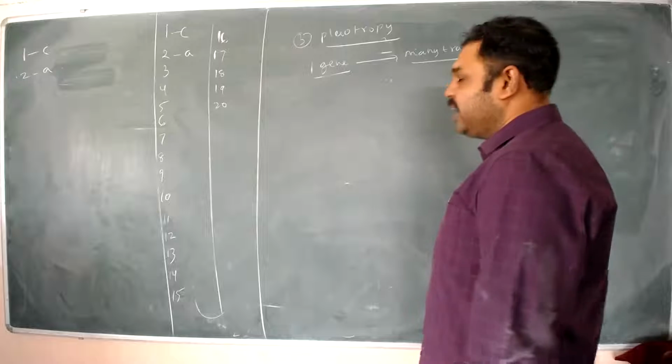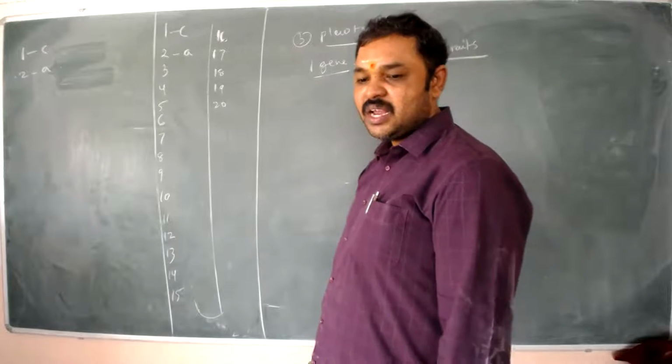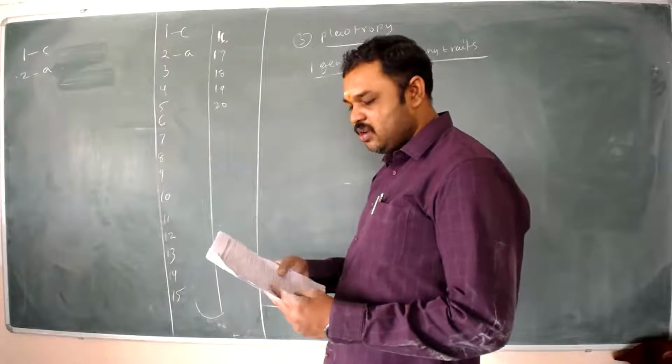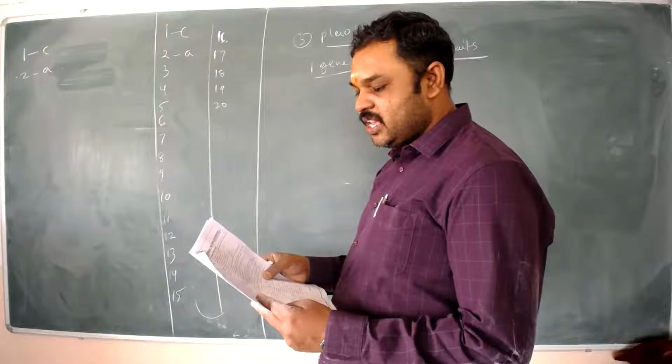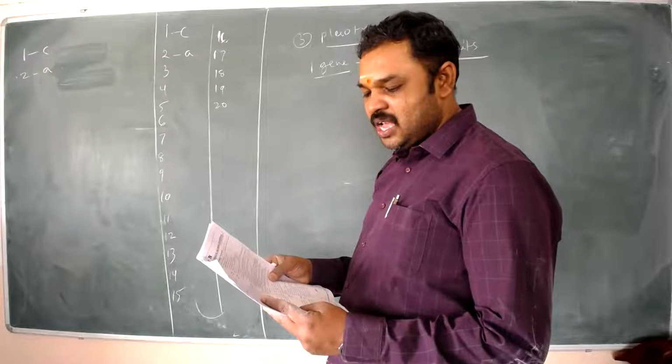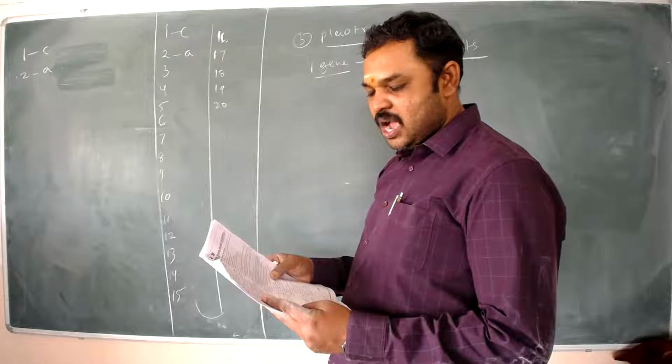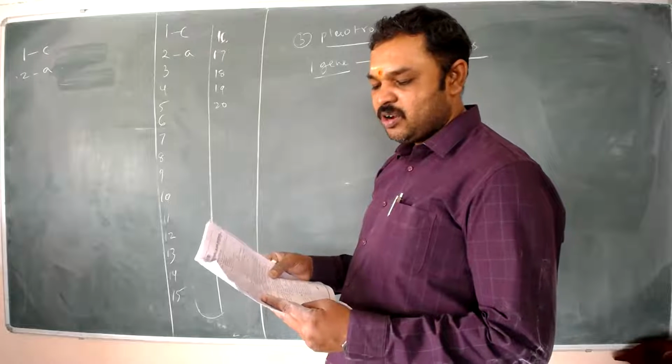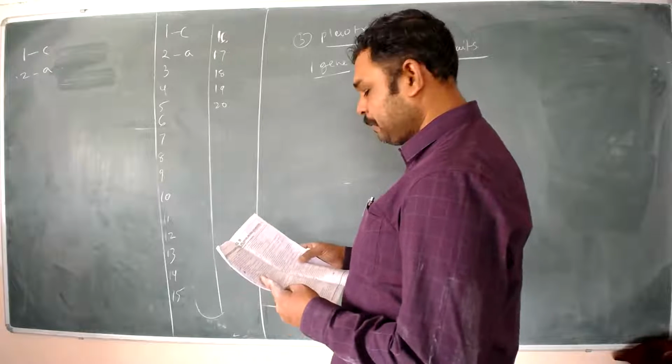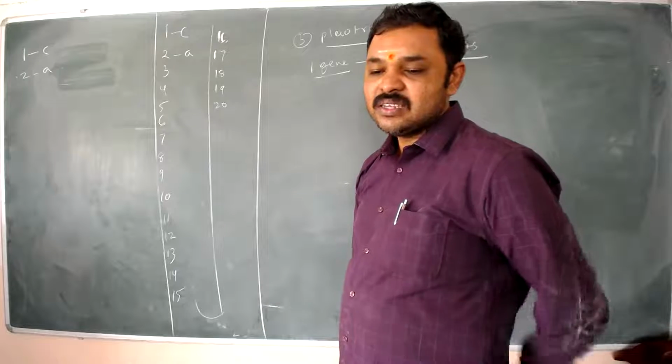How will it be called here? Pleiotropy. But according to the following options, what is the option? Option A, hemophilia. Option B, thalassemia. Option C, sickle cell anemia. Option D, color blindness was given. But what is this here? Pleiotropy, sickle cell anemia. Why sickle cell anemia?